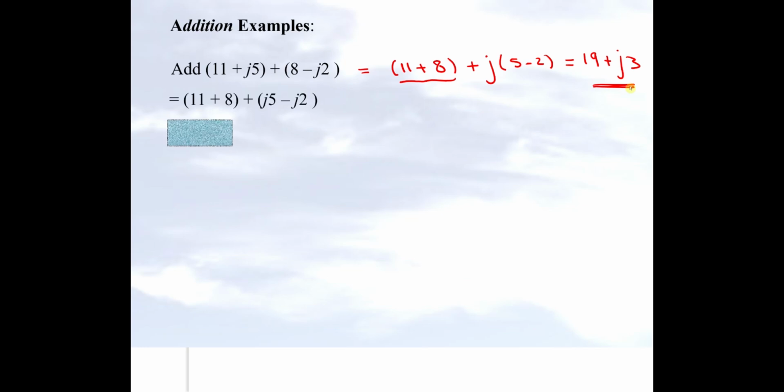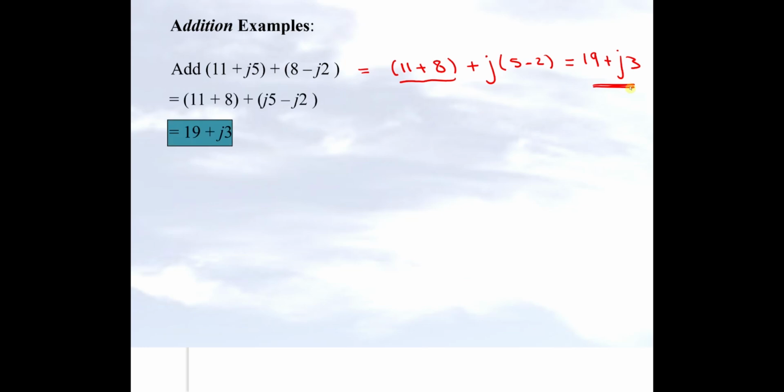So let's do an example together. I'd like to add these two numbers. As we do, we add the real parts. So the real part is 11. From the other number I have an 8, and then I have a plus. Here I'm done with the real part, so plus j, the imaginary part. The imaginary part of the first number is 5. The imaginary part of the second number is minus 2. So adding these together, we have 19 plus j3.